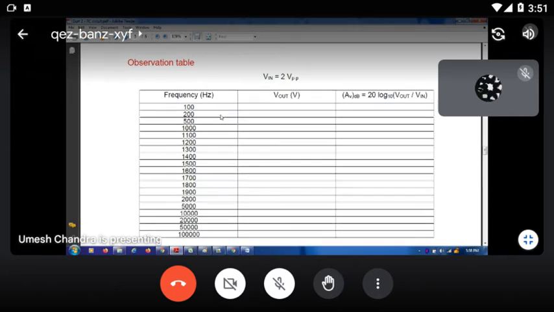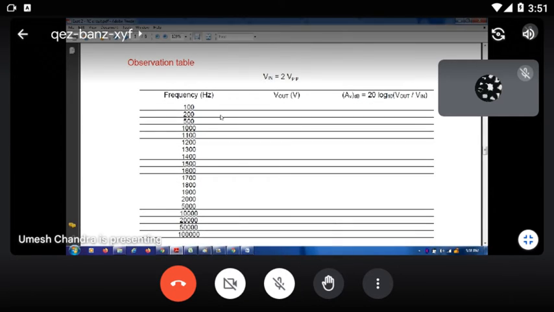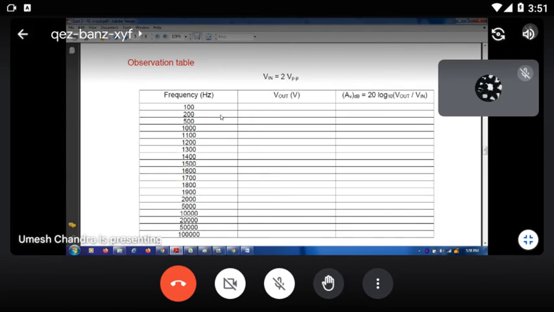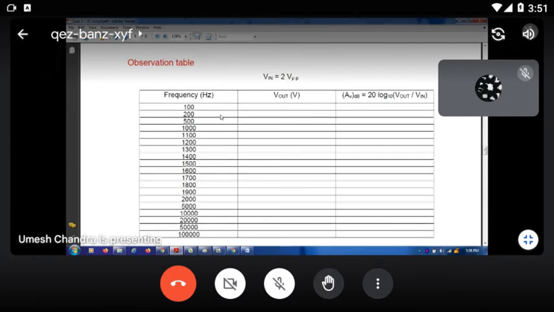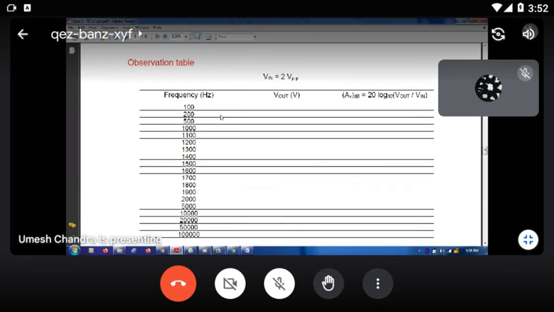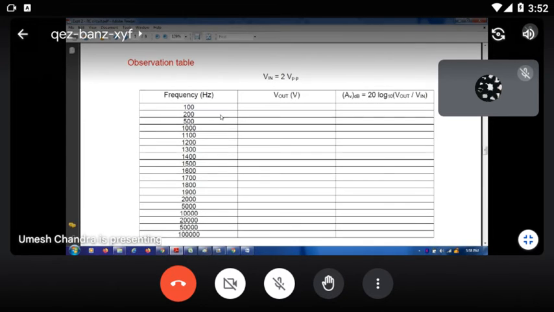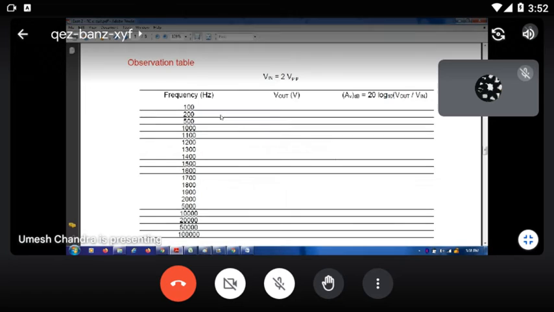Okay. Low pass filter means which passes only the low frequency signal and rejects the high frequency signal. That is known as low pass filter. That means in the low pass filter only low frequency signals are passed. And in the high pass filter only the high frequency signals are passed, and low frequency signals are not passed.